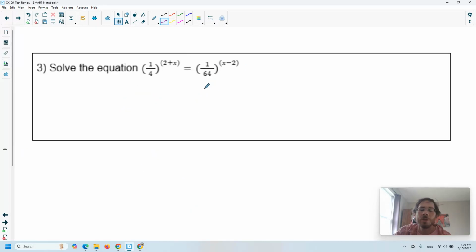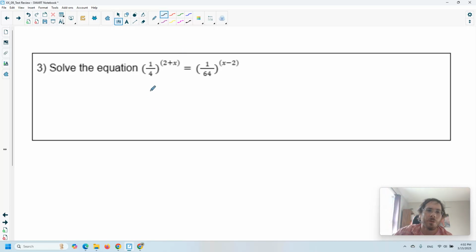So we have to solve this equation. Again, we want to get these two numbers to be the same. So right now we have a 4 and a 64. If we think about how we can get to 64 using powers of 4, 4 to the first is just 4. And then 4 to the second would be 16. And then 16 times 4, so that's 4 to the third power. So that would be 64.